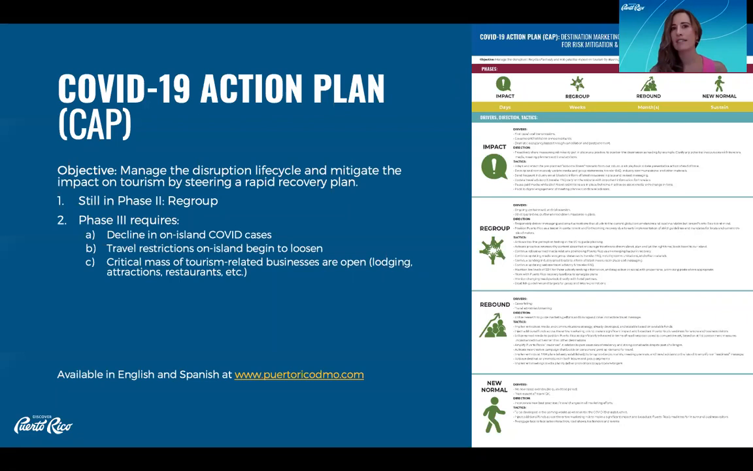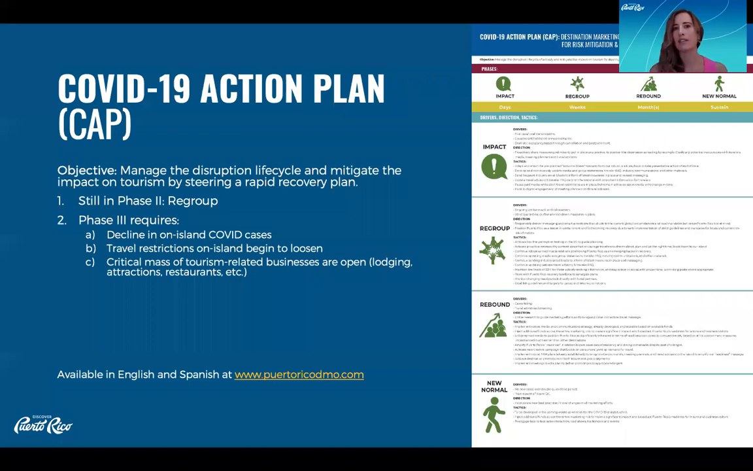Before we enter into phase three, we're going to look for key benchmarks like a decline in the number of new COVID cases on the island. Travel restrictions into and on the island are lifted or reduced. And of course, we need to see a critical mass of tourism-related businesses open in order to accommodate those tourists.